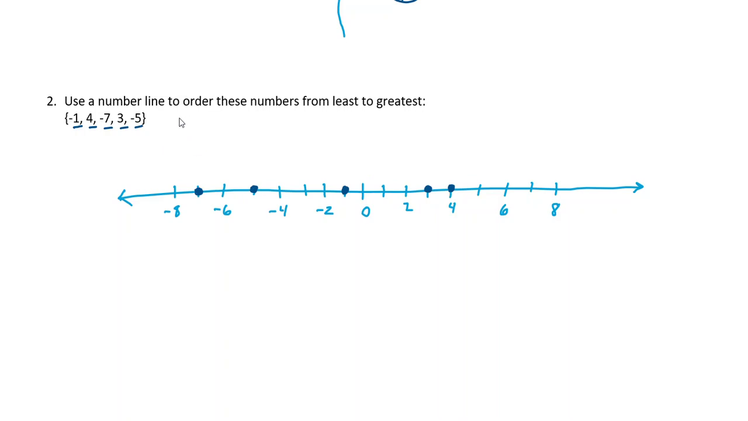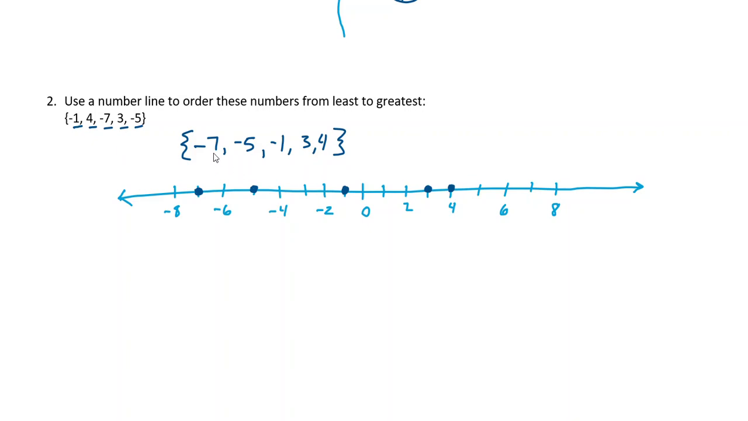Okay, now I'm going to put these in order, and they're already in order. I'm just going to write down the name of each number. So the first one on the far left is -7. Then comes -5. Then comes -1. Then 3. And then 4. And there are my numbers, the same numbers that I had listed before, but this time they're in order from smallest to largest.